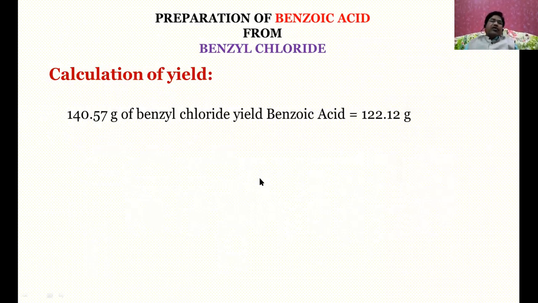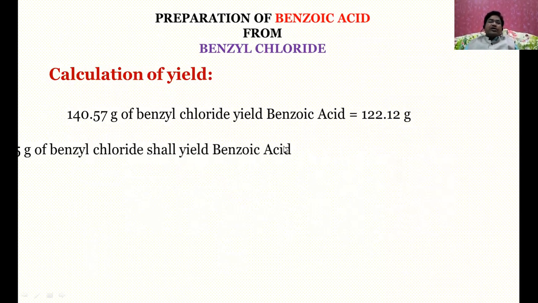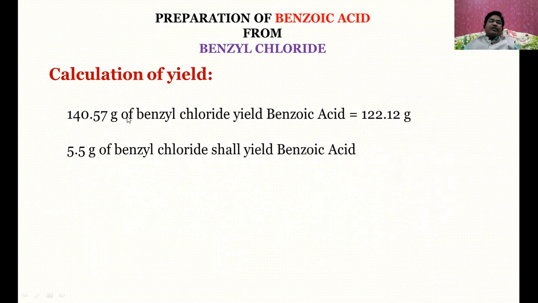See, 140.57 grams is the molecular weight of benzyl chloride. It yields benzoic acid at 122.12 grams, which is the molecular weight of benzoic acid. Then 5.5 grams of benzyl chloride is used in this experiment. Then how much benzoic acid will it give? This is going to be the calculation.